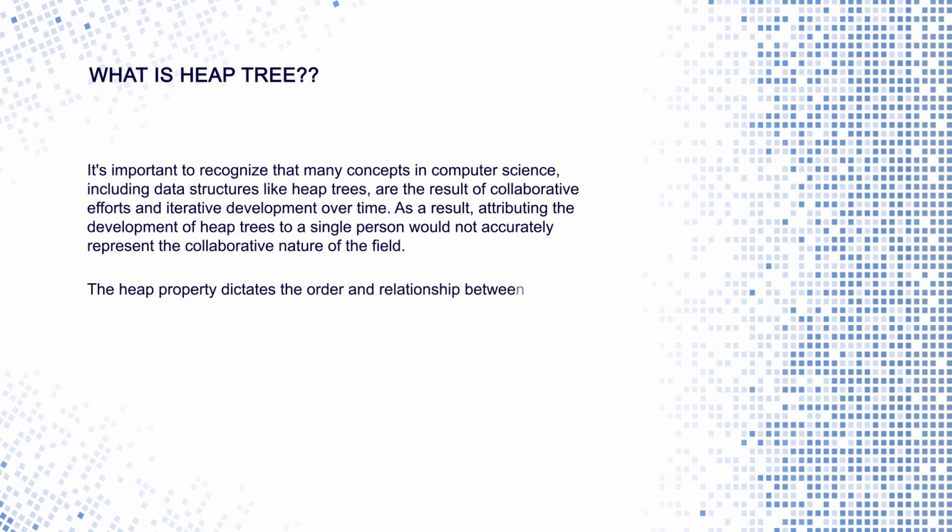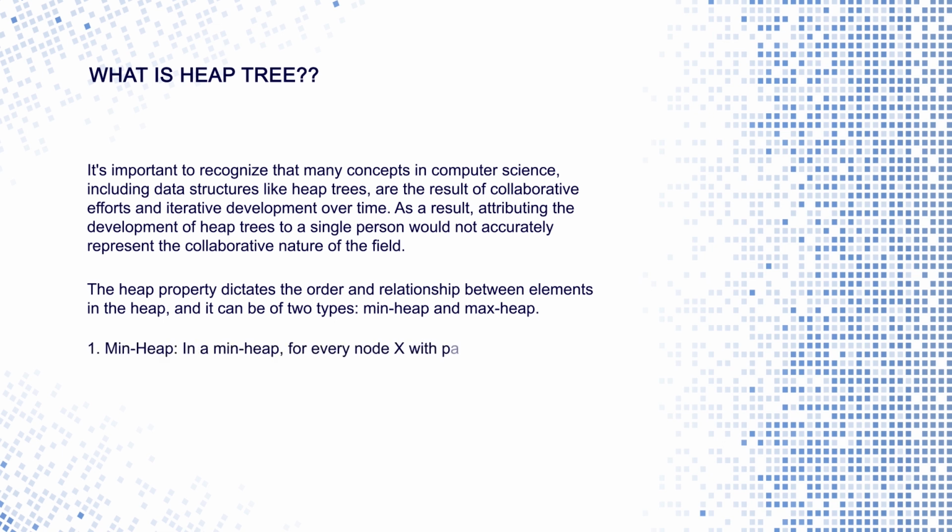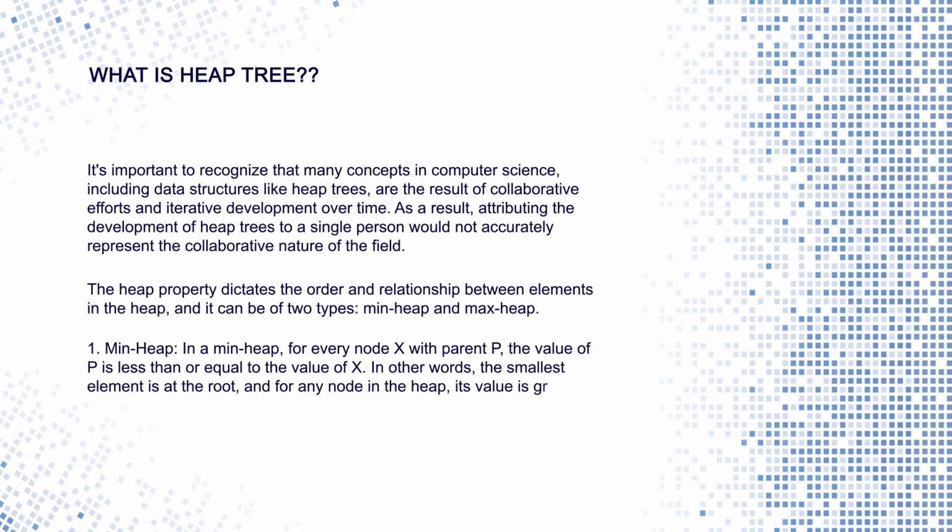The heap property dictates the order and relationship between elements in the heap and can be of two types. Basically, we can broadly classify into two types. The first type is min heap and second is max heap. Now, first we will talk about what is min heap. In min heap, for every node x with parent p, the value of p is less than or equal to the value of x. In other words, the smallest element is the root, and for any node in the heap, its value is greater than or equal to the value of its parent.